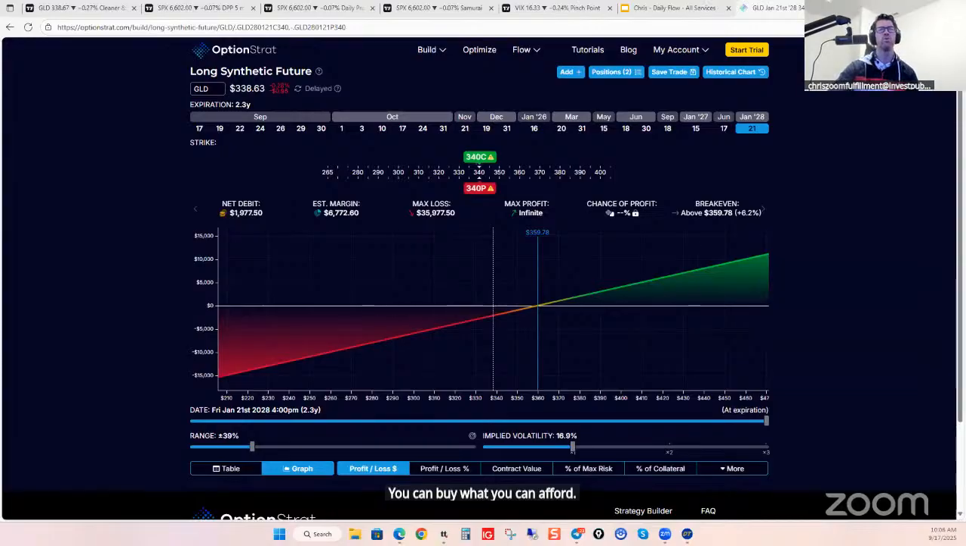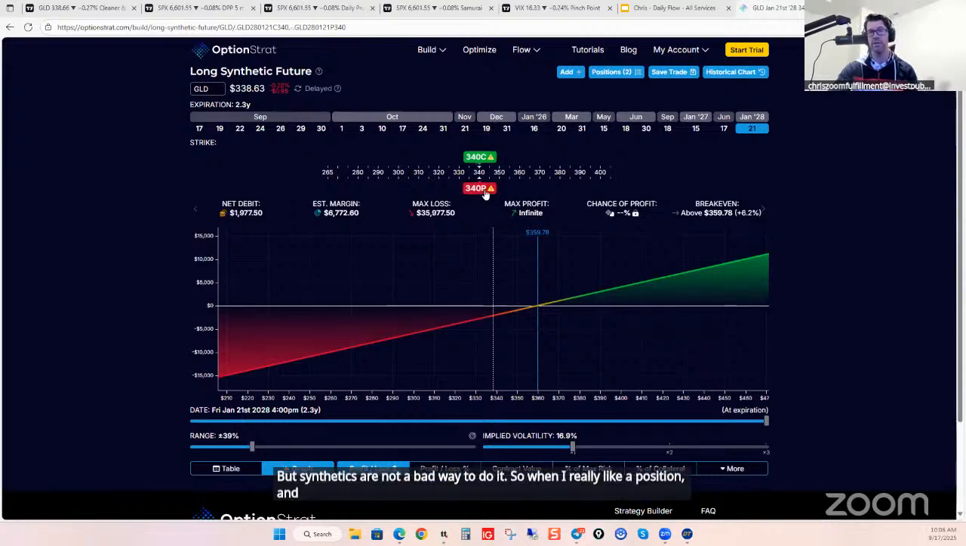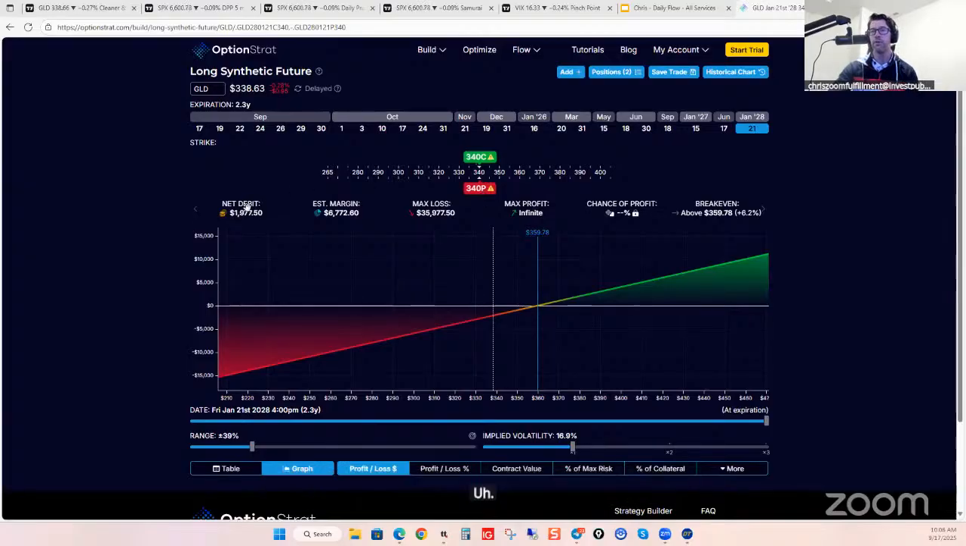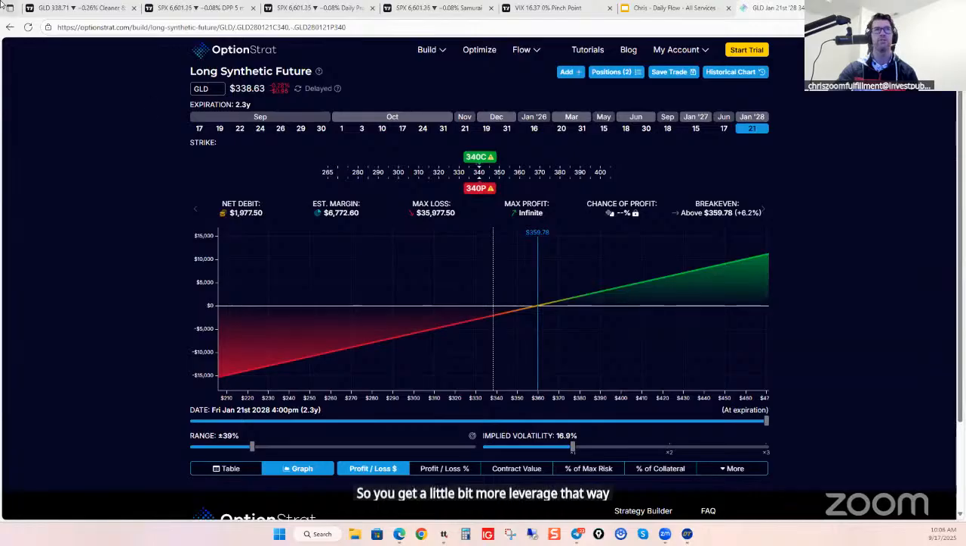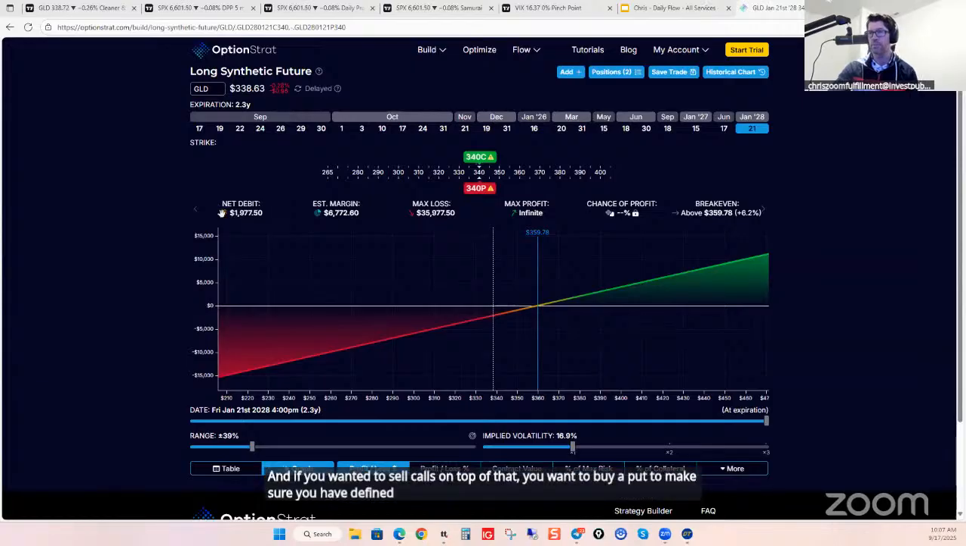Okay. So we'll see. But synthetics are not a bad way to do it. When I really like a position and I don't mind owning it, I do a lot of synthetics where I will buy the call, sell the put, and then buying power is significantly reduced, and I get all the benefits like I was owning the shares. So you get a little bit more leverage that way with a fraction of the cost. And if you want to sell calls on top of that, you want to buy a put to make sure you have defined risk and have some downside protection, you can do all sorts of stuff with those synthetics.